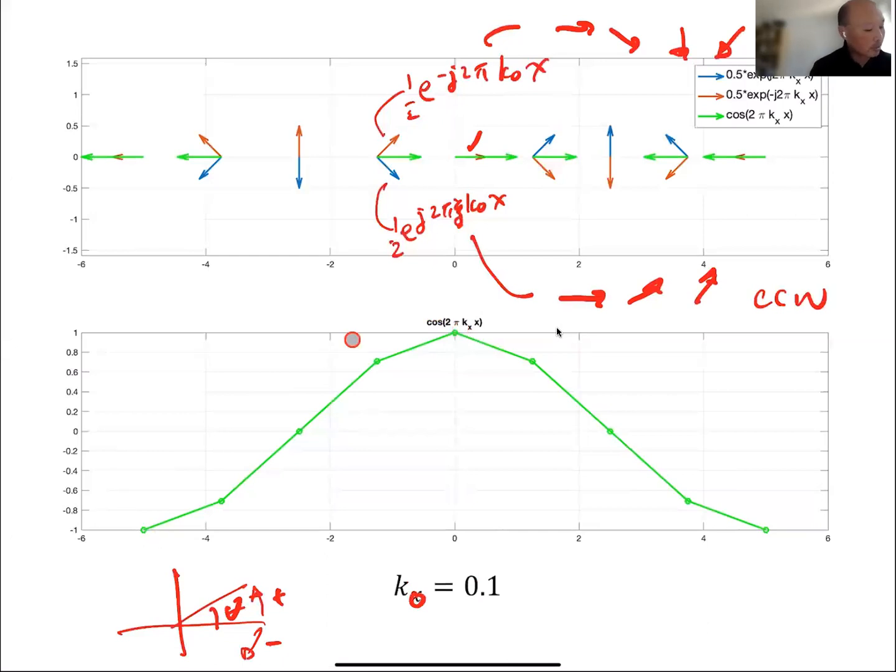All right. So it's useful to realize that the cosine function is just the sum of these two phasors that are rotating in opposite directions. The one that's going counterclockwise is the positive frequency, and the one that's going clockwise is the negative frequency.